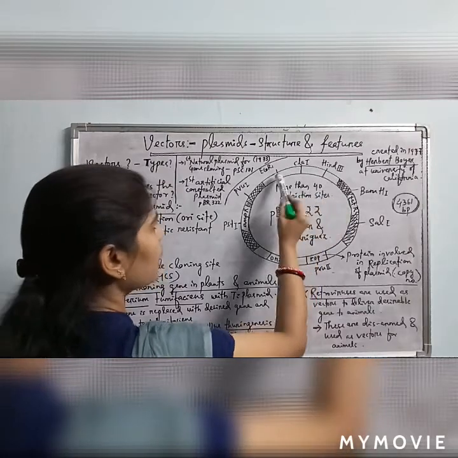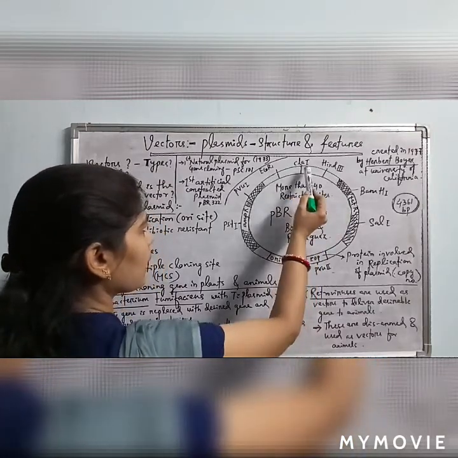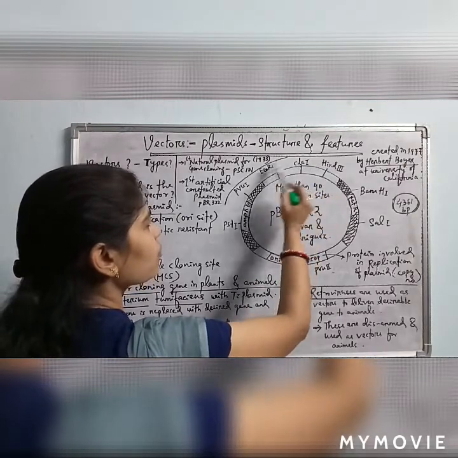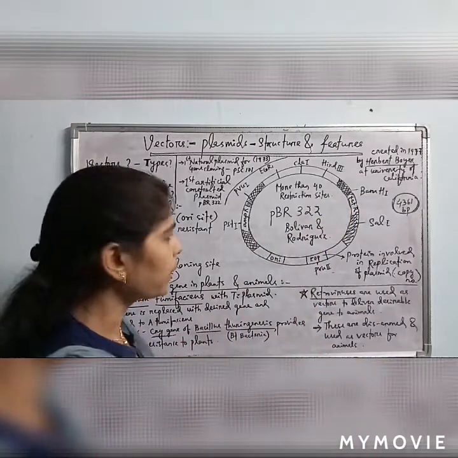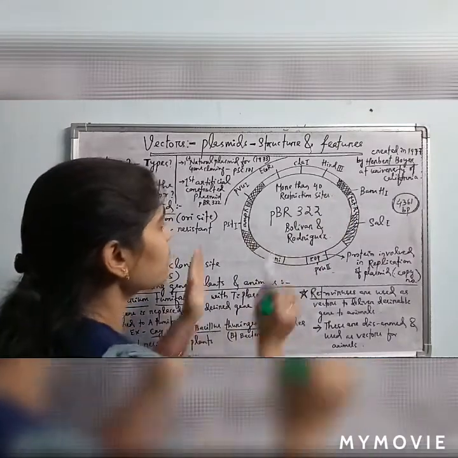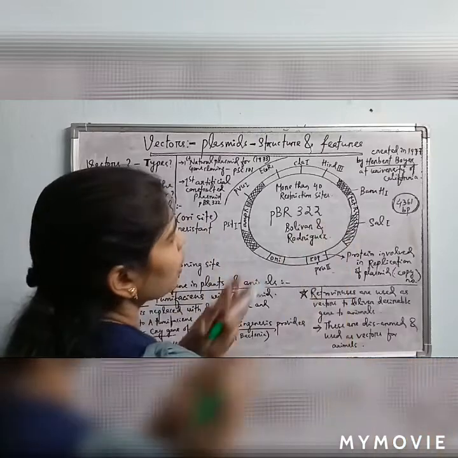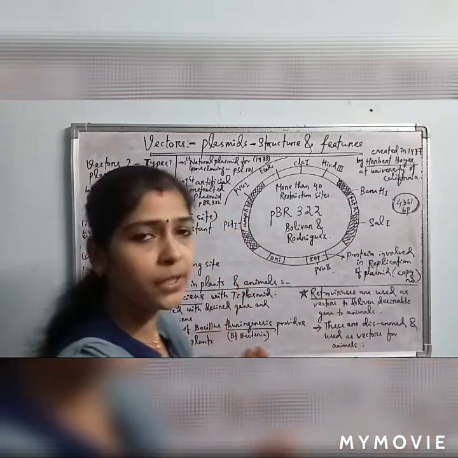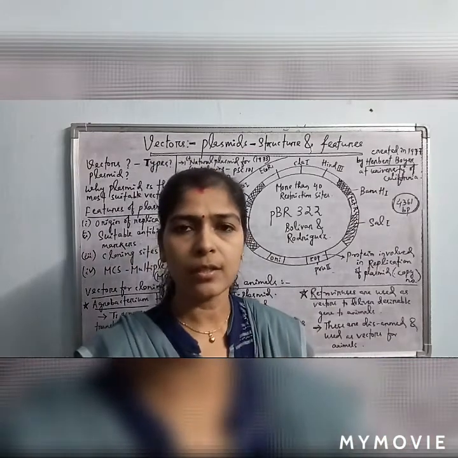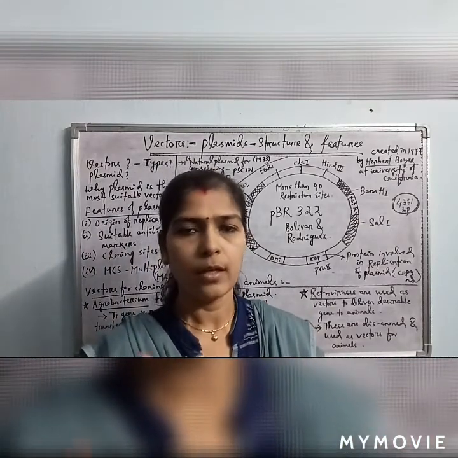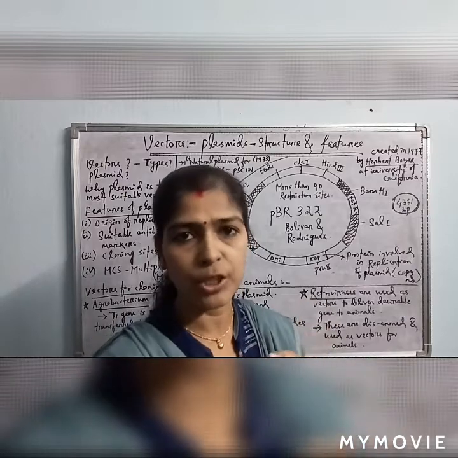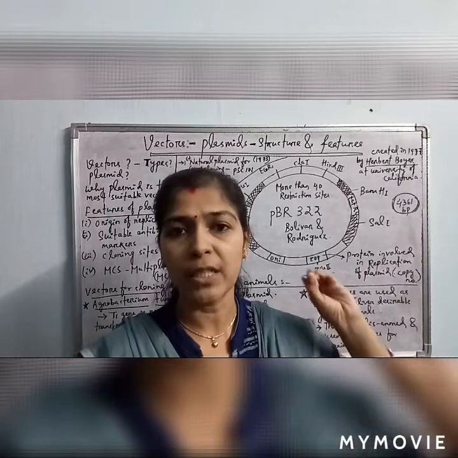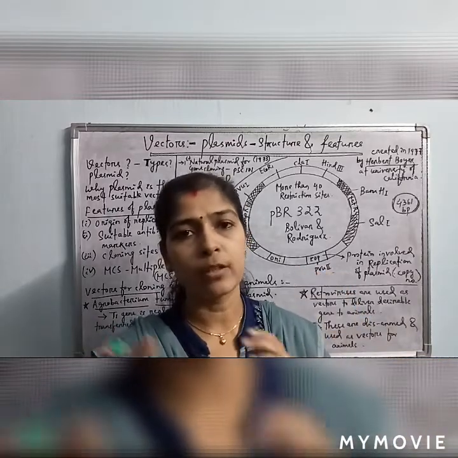It also has the EcoRI recognition site, ClaI recognition site, and HindIII recognition site. These are the mostly used restriction endonucleases that I have shown here, but more than 40 recognition sites of restriction endonucleases are there in pBR322. Any of the restriction endonucleases can be used to linearize this particular plasmid and to ligate with the desired gene.